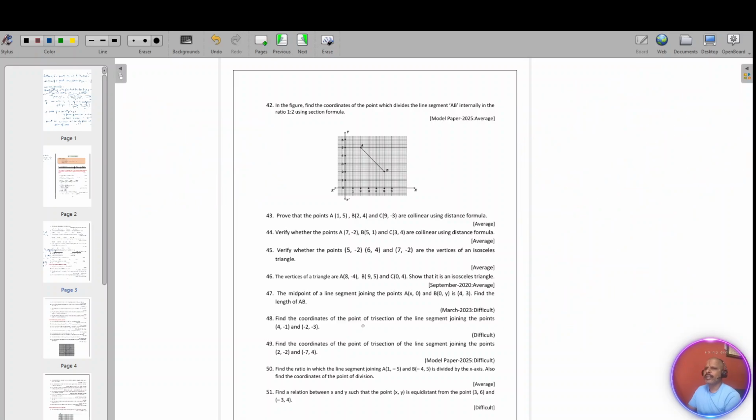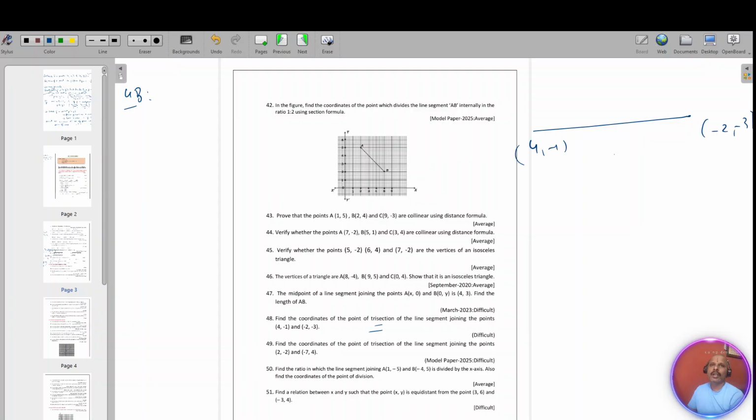48. Trisection. There is a question in the exercise. Trisection. I'll just give you a hint and you have to solve yourself. Find the coordinates of the points of trisection. Means there are 2 points. They gave 4 comma minus 1, and 2 comma minus 2, minus 3. It's a very important question. 4 marks question actually. They are given in the 3 marks column. That's okay. So first one is 4 comma minus 1 they are given, and here minus 2 comma minus 3 they are given. The last 2 points.